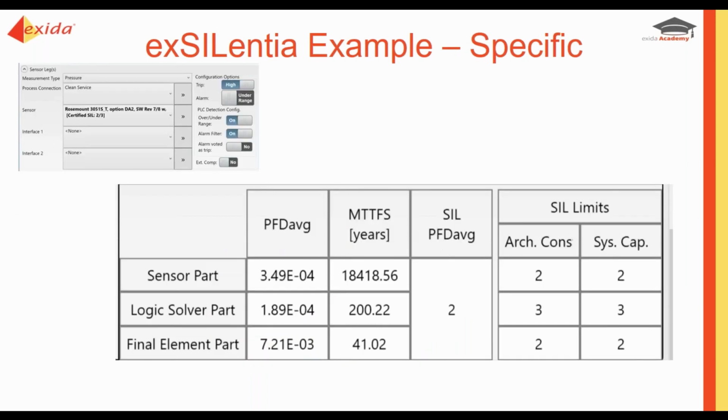But if we took all the same information, didn't touch it, but traded it out for a specific transmitter instead, you can see that took care of the sensor's PFD average. And because we know your SIL level is going to be your weakest link, your lowest one, that generic was affecting it enough to drop us an entire SIL level. So I always say don't use generics unless you have to, but it's always an option for you.